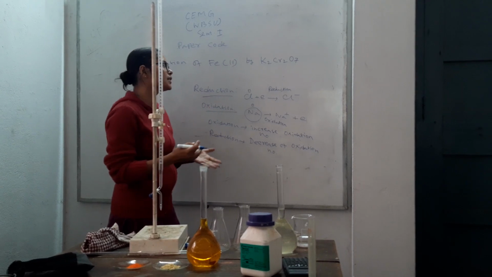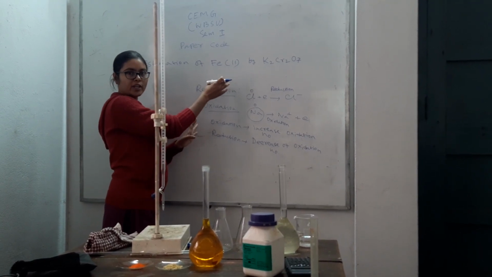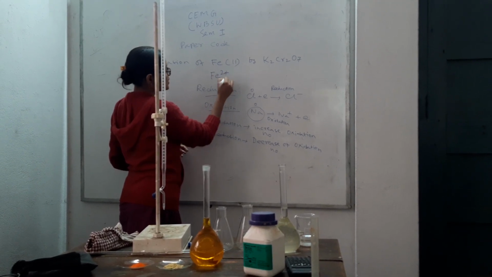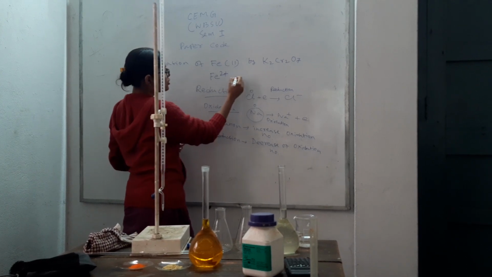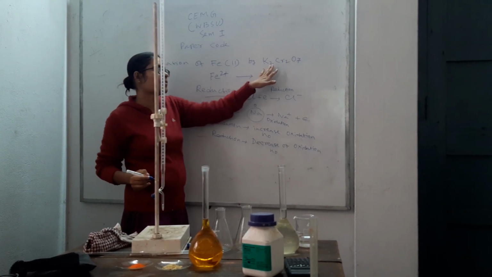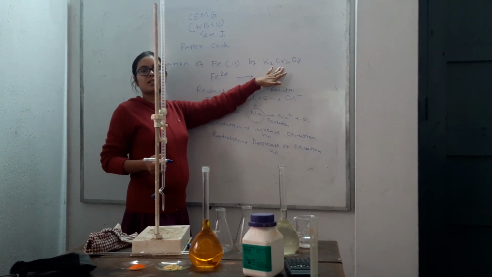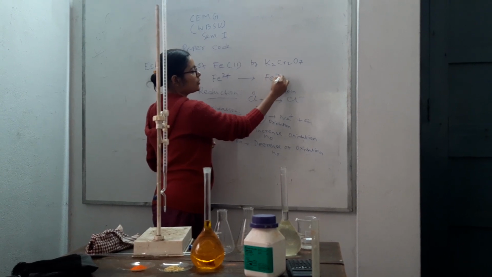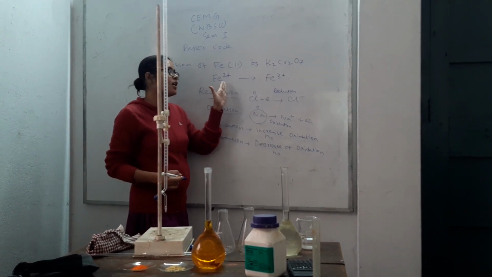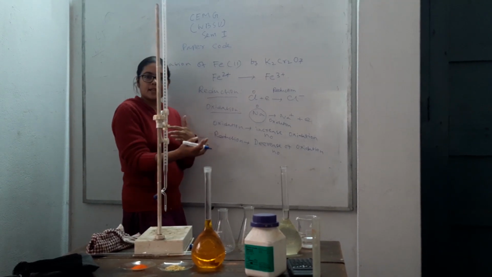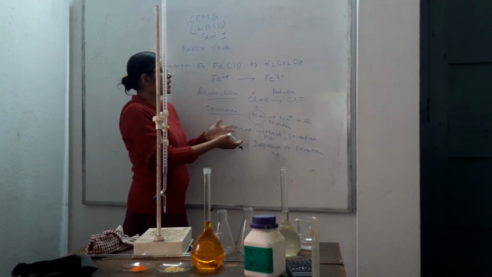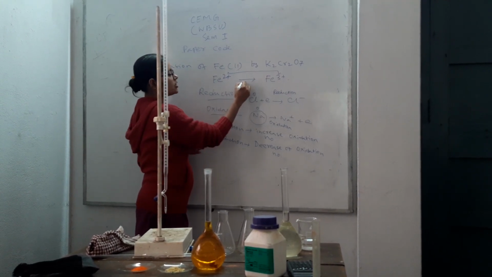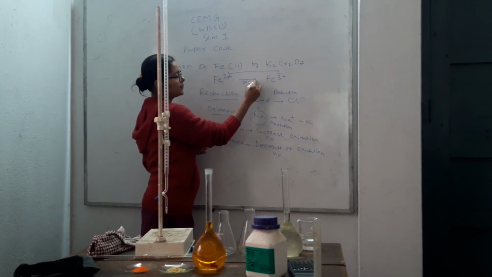Okay, so what happens here? Here we take iron 2. We are going to estimate iron 2. Iron 2 means iron 2 plus, and it is oxidized. Here this is potassium dichromate. By this reagent, potassium dichromate oxidizes iron 2 plus to iron 3 plus. As I told you just now, 2 plus to 3 plus is an increase of oxidation number. So of course it is an oxidation.